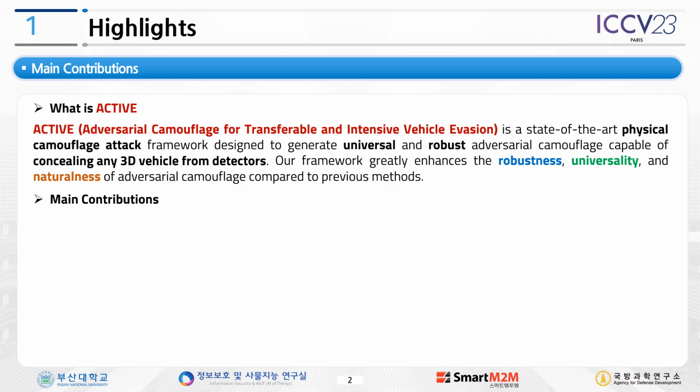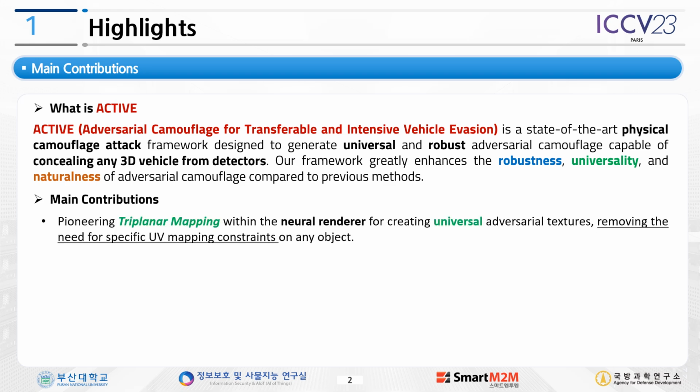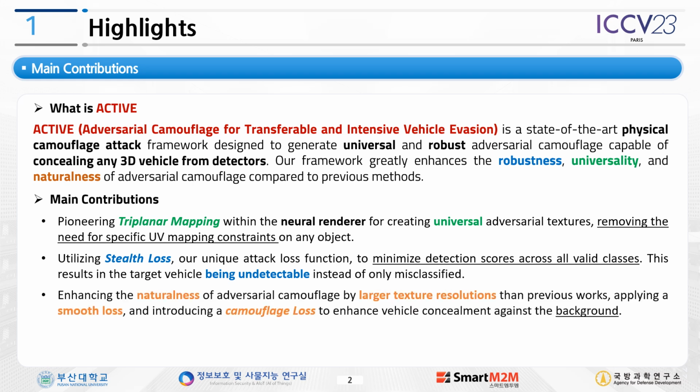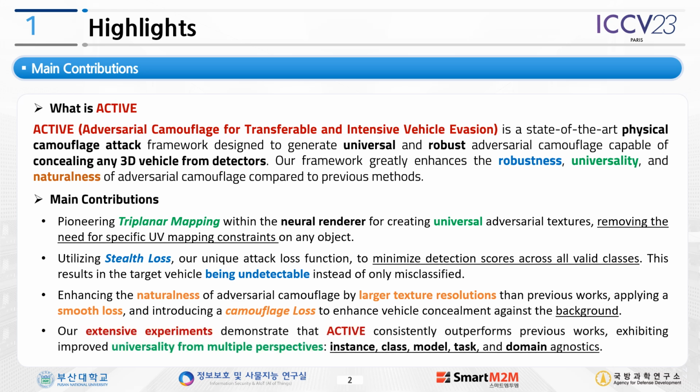Our main contributions include triplanar mapping within the Neural Renderer, which removes UV mapping constraints, making it applicable to any object. Stealth loss, which minimizes the detection scores across classes, rendering the target vehicle undetectable. Naturalness enhancement by larger texture resolution, applying smooth loss, and introducing camouflage loss for better concealment. Our extensive experiments demonstrate that ACTIVE is superior, providing universal performance across instances, classes, models, tasks, and domains.